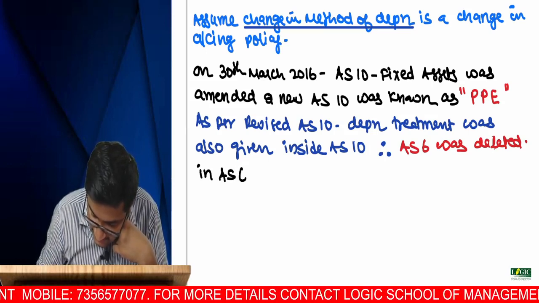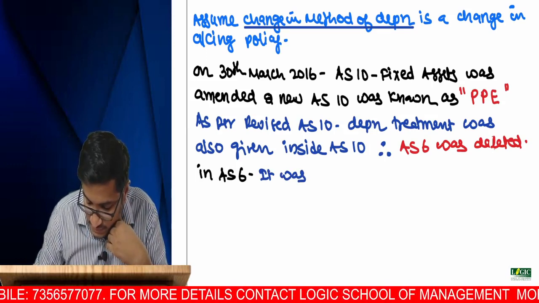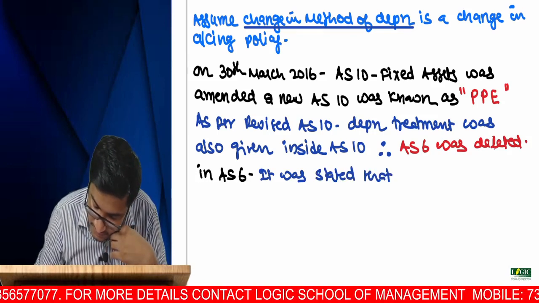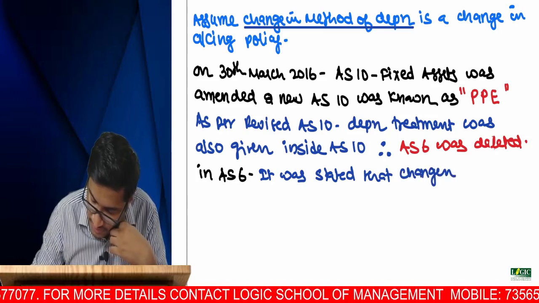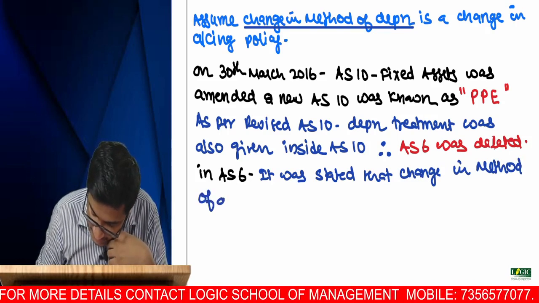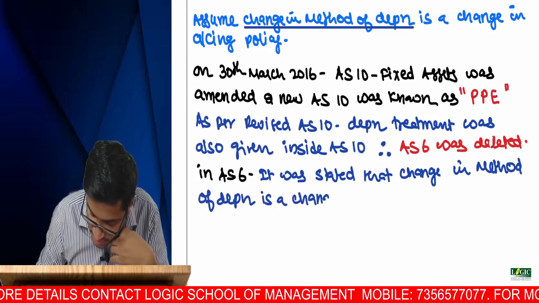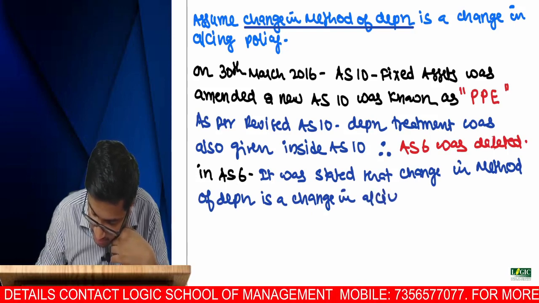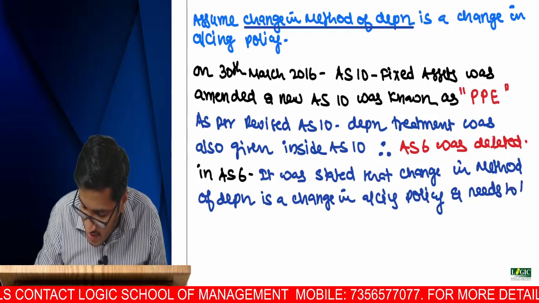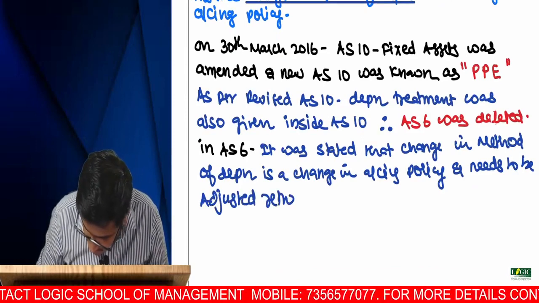In AS 6, it was stated that change in method of depreciation is a change in accounting policy and needs to be adjusted retrospectively.